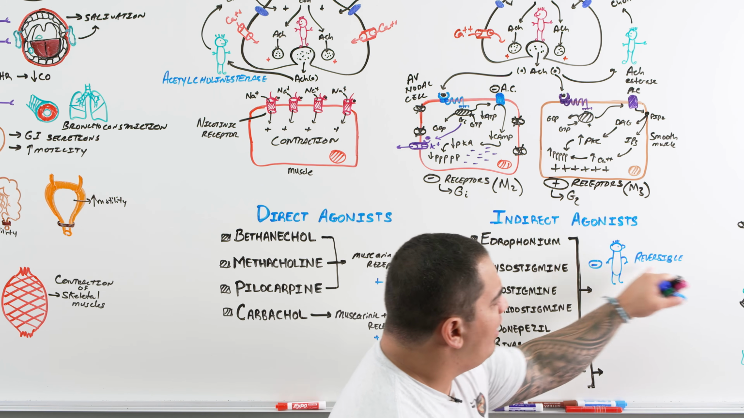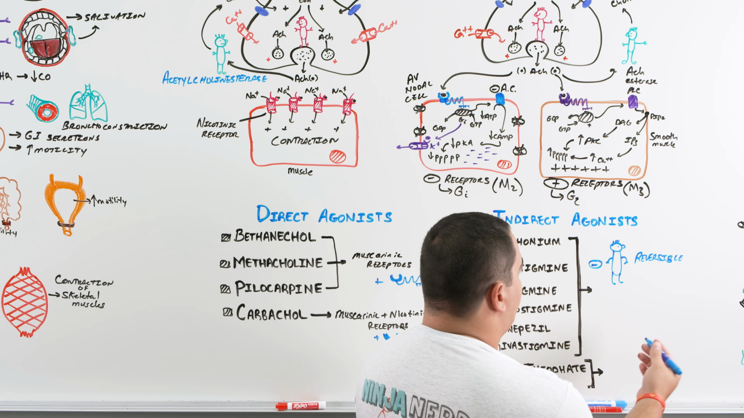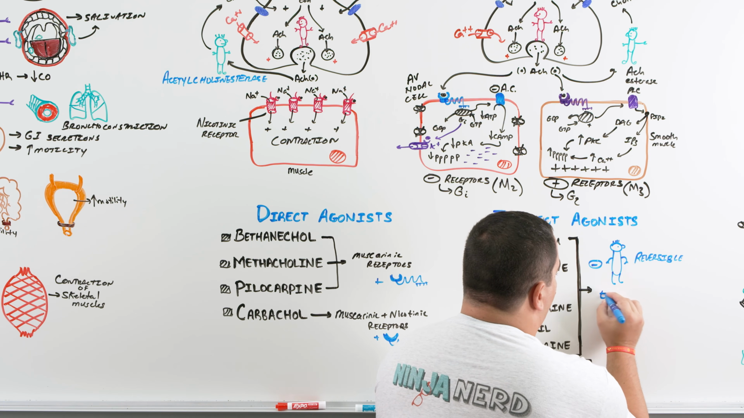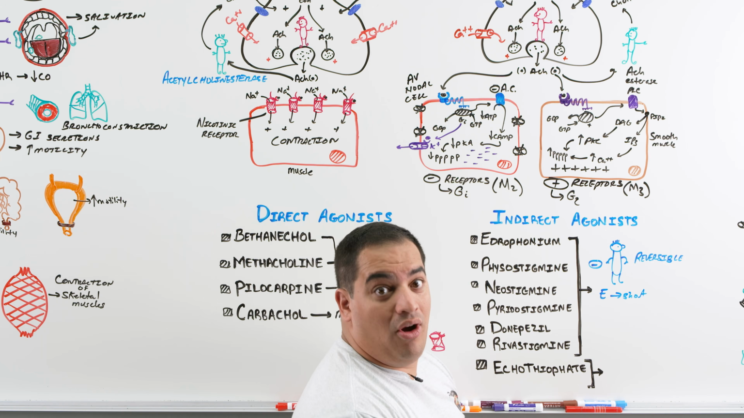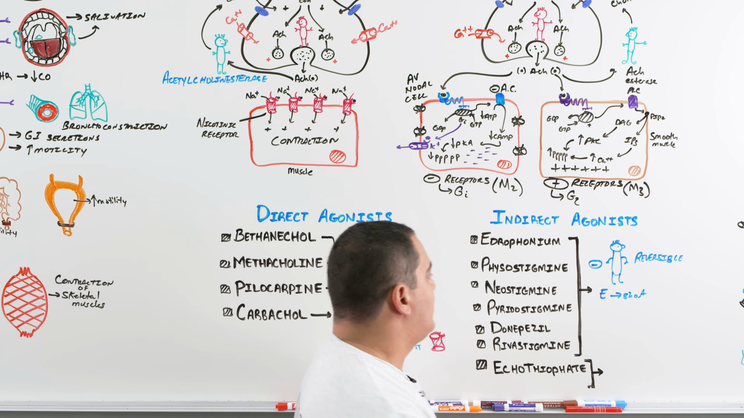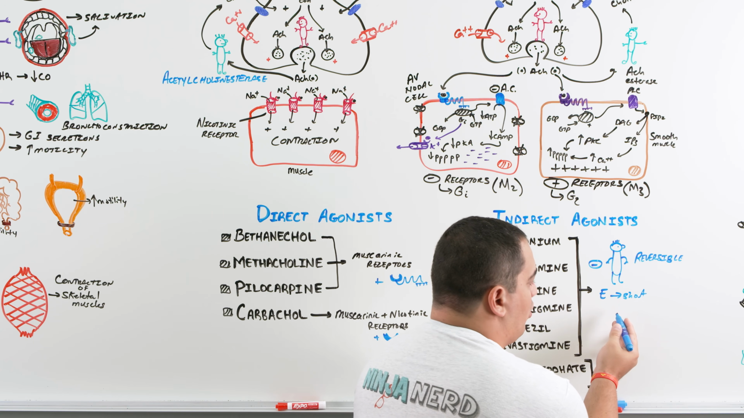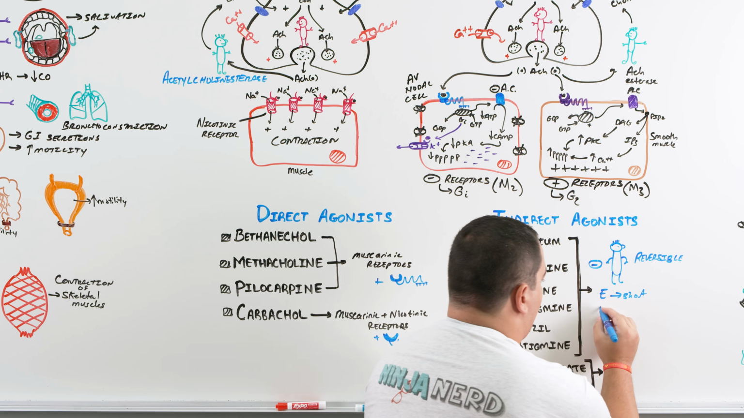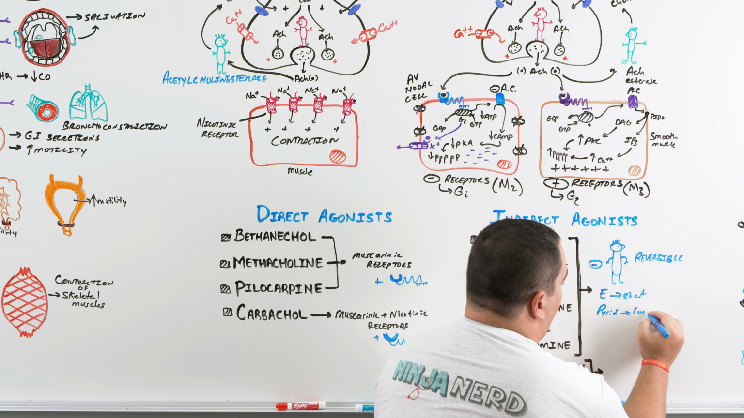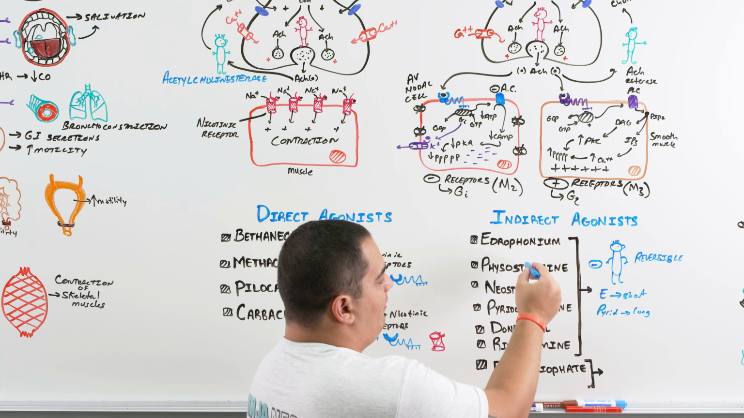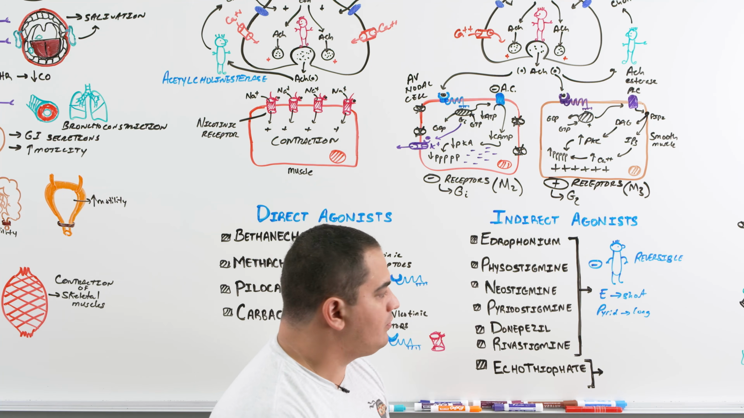But whenever you have something that's reversible, it also determines its onset or length of action. For example, edrophonium is very short acting. It doesn't last very long, honestly up to a minute max. Physostigmine and neostigmine are also relatively shorter acting. But pyridostigmine, in comparison to edrophonium, physostigmine, and neostigmine, is probably one of the longer lasting ones.